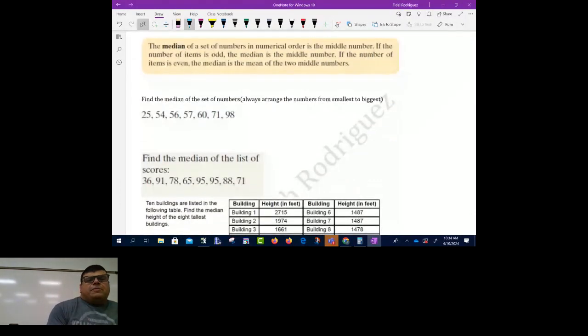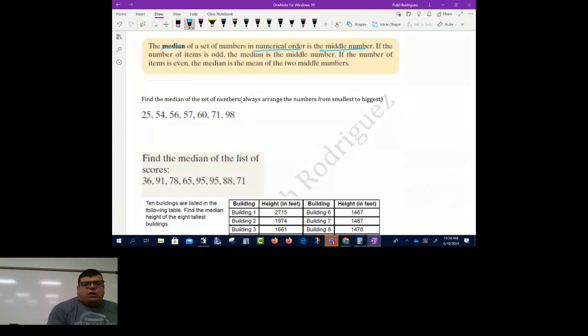Second thing we're going to talk about in statistics is something called the median. The median is the middle number, always the number in the middle. But when I say the number in the middle, those numbers need to be in numerical order, meaning arranged from smallest to biggest, or we could do biggest to smallest. It doesn't make any difference, but they got to be in order. Once we put the numbers in order, we're just looking for the number in the middle.